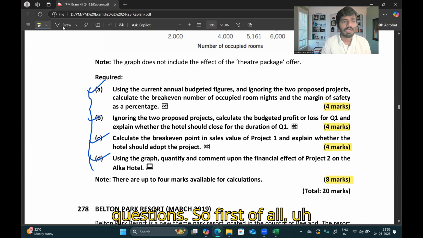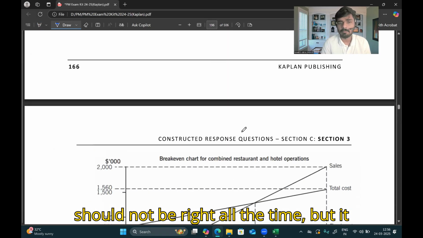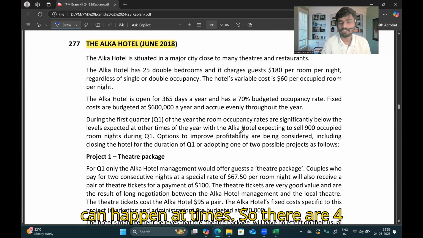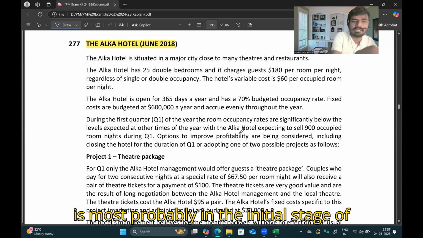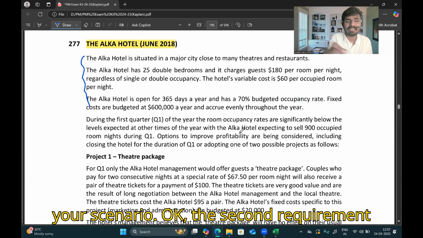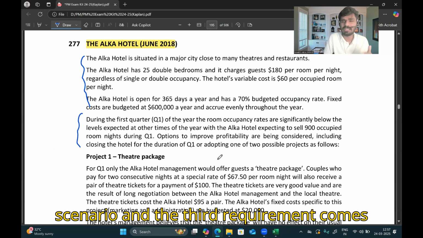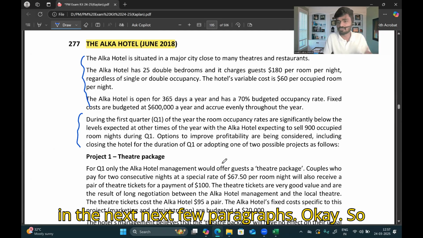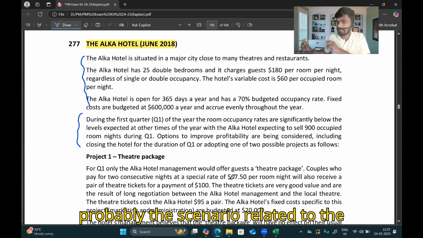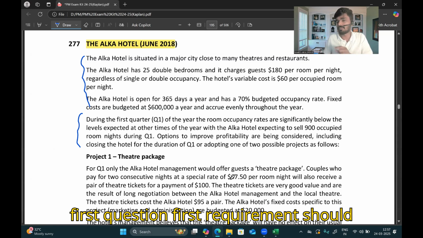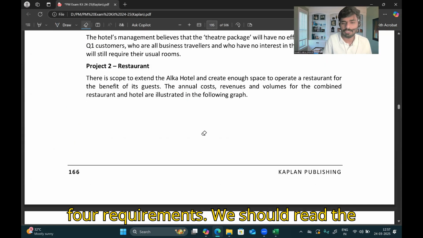First of all, I can give you a hint. This should not be right all the time, but it can happen at times. There are 4 requirements, right? The answer to the scenario regarding the first requirement is most probably in the initial stage of your scenario. The second requirement is most probably in the later session of your scenario, and the third requirement comes in the next few paragraphs. According to ACCA, in most of the papers, the scenario related to the first requirement should be on the top. Anyway, we should read the requirements.